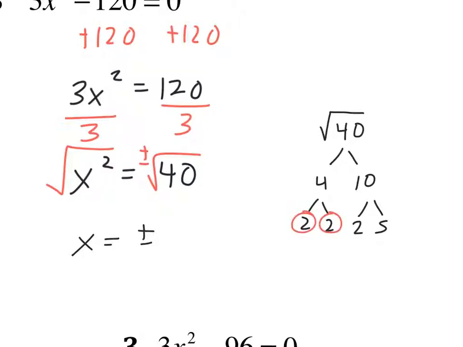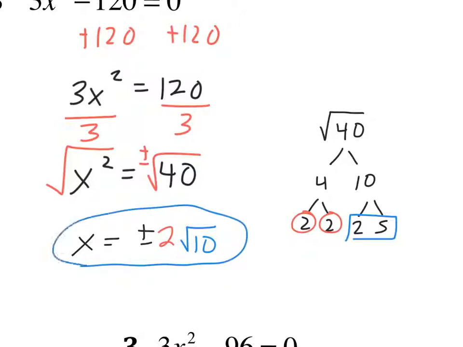I look for the things that repeat. Here's a pair of 2s that comes out. And the 2 and the 5 are lonely. They stay in, so the 10 stays in. And this is how you can leave your answer. This is simplified radical form. You don't need your calculator to estimate this. This is leaving it in simplified radical form.